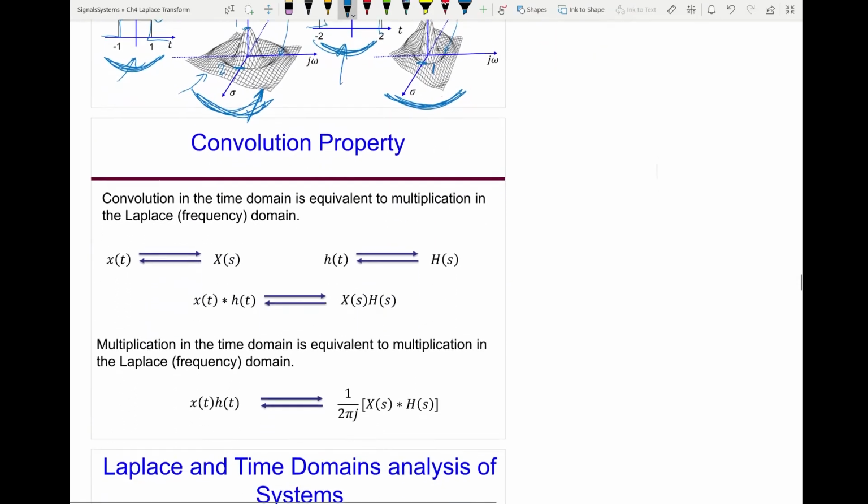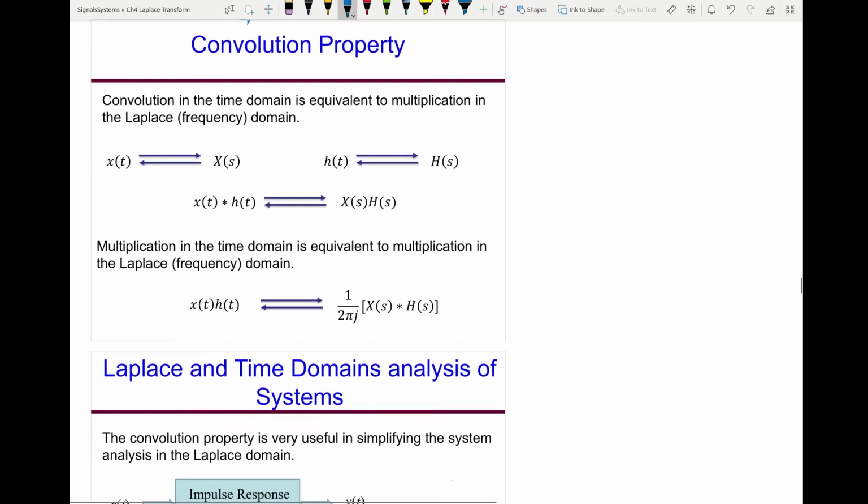The next property is convolution, and that is another important property we will use in system analysis. If I have an input, or call it x of t, and X of s is the Laplace transform, and I have another signal h of t, let's call it the impulse response of the system, then the Laplace transform, we call it H of s. Now convolution in the time domain means multiplication in the Laplace domain. So you just multiply X of s times H of s.